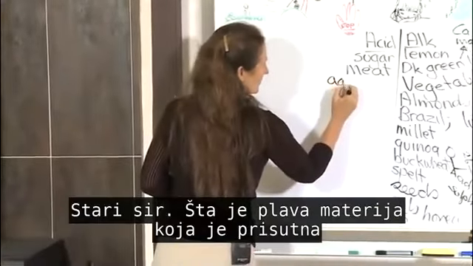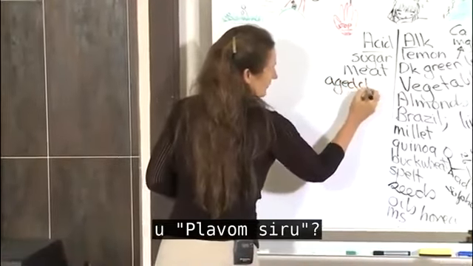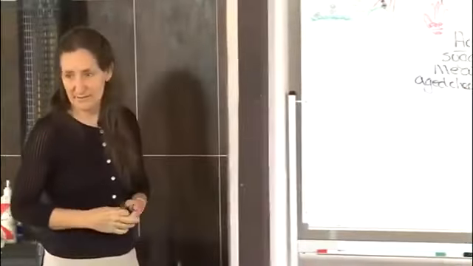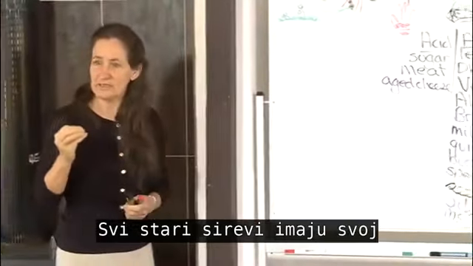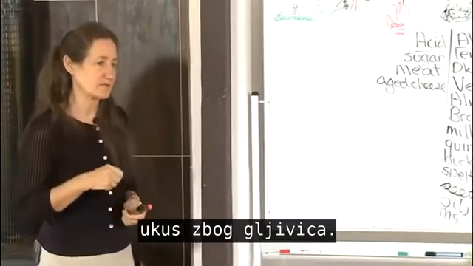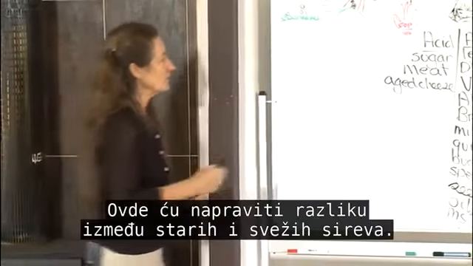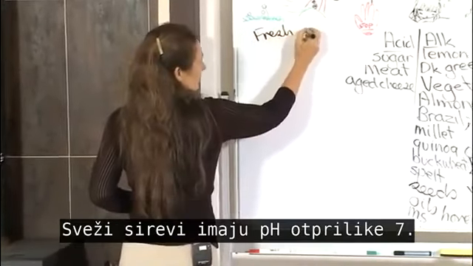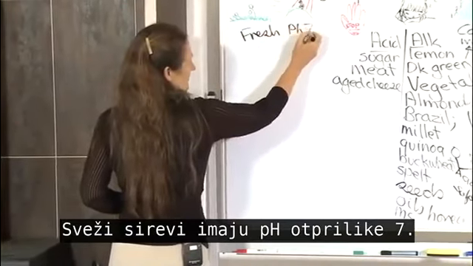Aged cheese. What's the blue in the blue vein cheese? The blue in the blue vein cheese is mould. So all your aged cheese, they have their flavour because of the yeast. Let me put a distinction here between aged cheeses and fresh cheeses. Fresh cheeses are a pH of approximately 7.